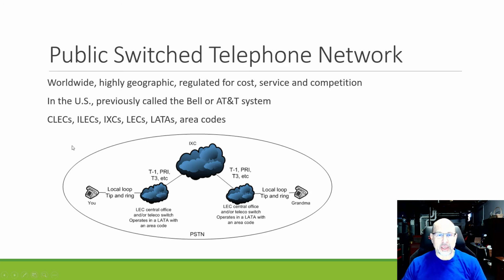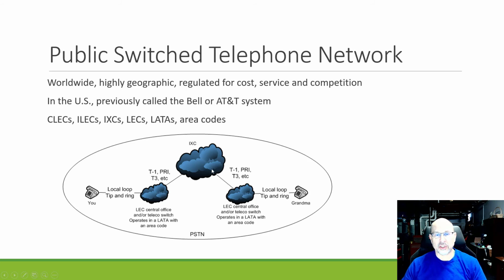So generally speaking, we have this image here, and it just shows us that on one side we've got me or you trying to make a phone call to somebody else, in this case grandma. Well, that phone call goes out over our local loop, tip and ring, and gets to a local exchange carrier central office. And we'll see here there were some significant events that sort of shook up the telephone industry. But in this case, I'm going to show you that it goes to an inter-exchange carrier because grandma lives some distance away, some geographic distance away.